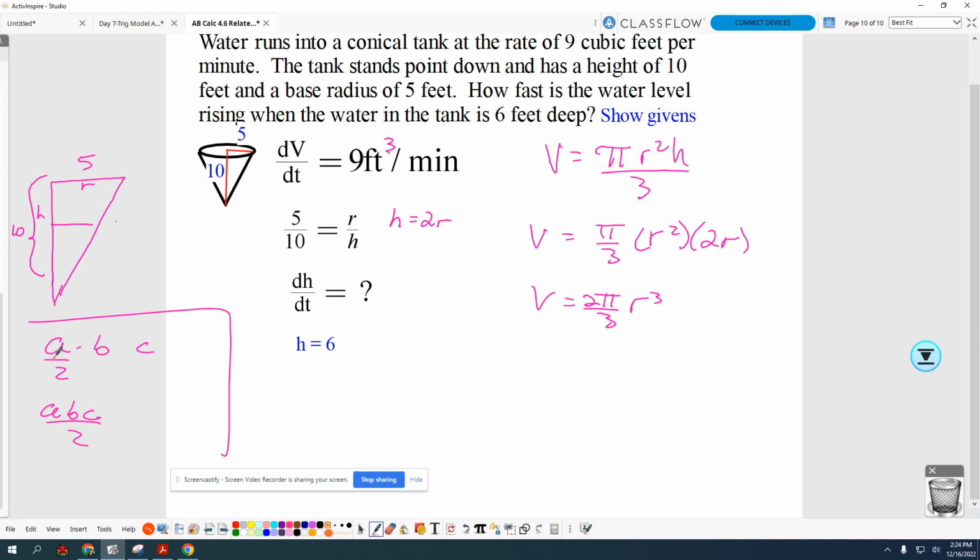Okay, dV over dt equals 3 times 2 pi over 3 r squared. These cancel with 3. I'm missing something critical. Oh, is it the dr dt? So the volume is changing this way as the radius is changing that way. Do I have dV dt? Oh, okay. dV dt was 9. Okay, cool.